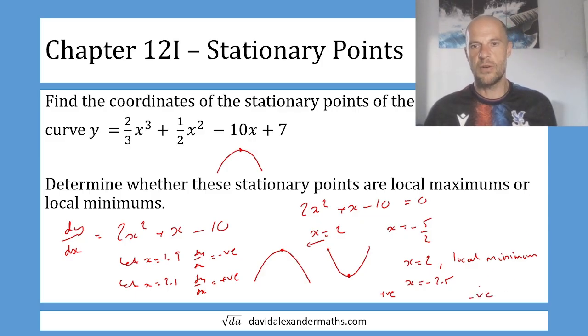Okay, so when x is negative 2.5, to the left of it we've got a positive gradient, and to the right we have a negative gradient. So therefore this is a local maximum. So it's all about just thinking about the gradient either side of that stationary point.